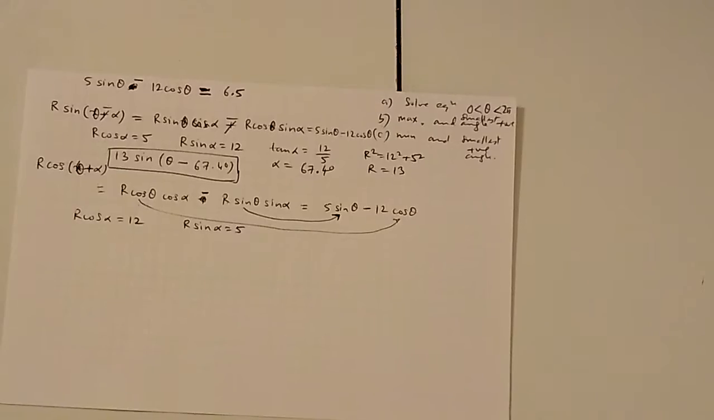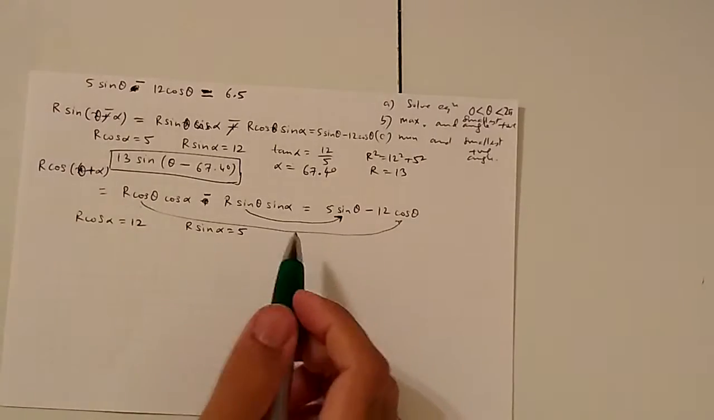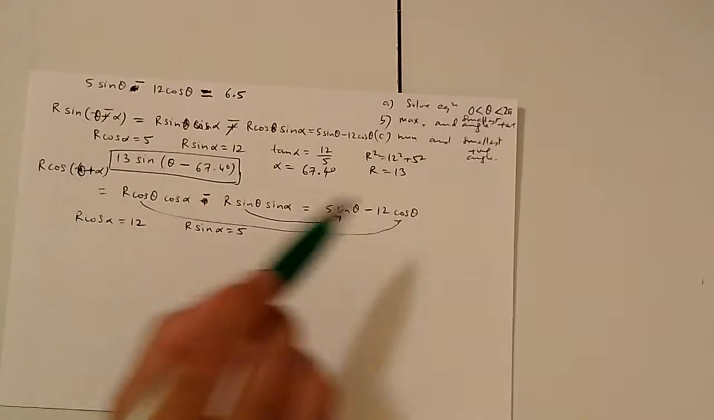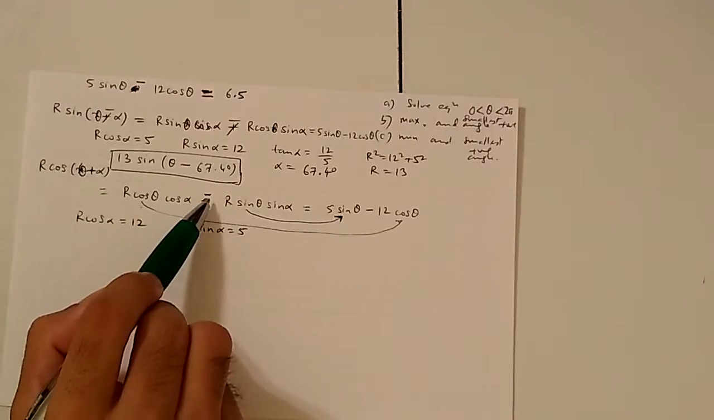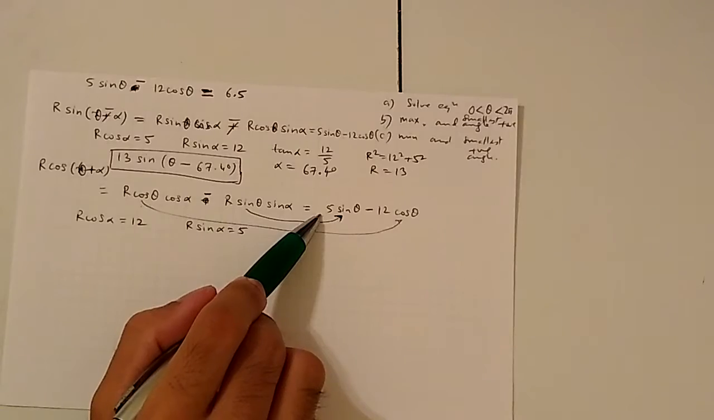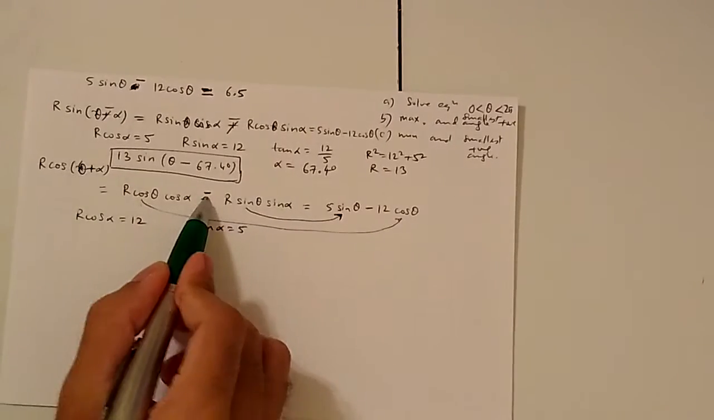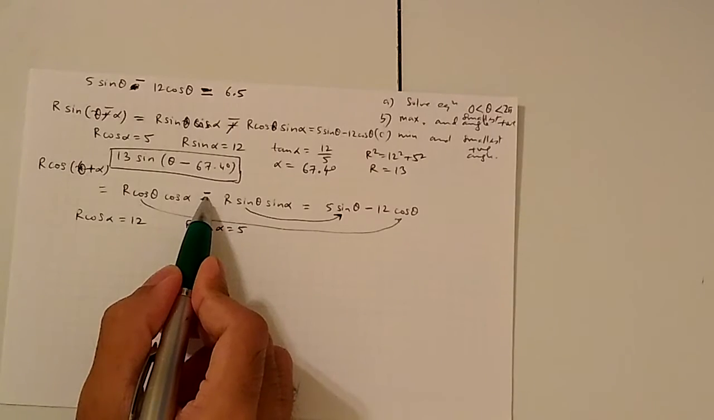But notice that we do have some sign issues over here. The sign issue is for the first one we have plus, but here we have a minus. For the second one we have minus, but here we have a plus. Now in the previous case we just changed the sign over here and the sign over here, and it worked out.